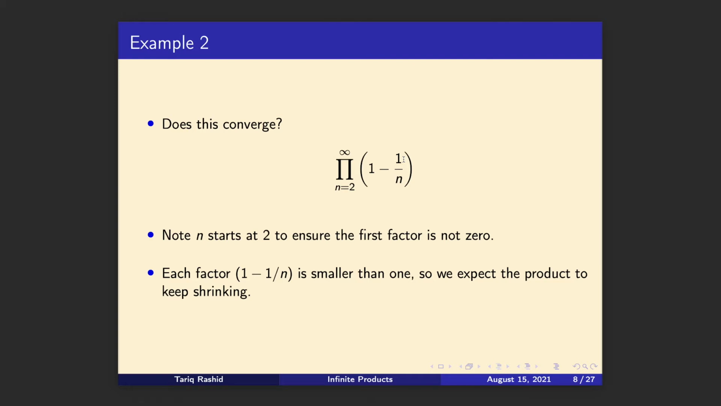So maybe the value of this goes towards 0. Now notice we start at n equals 2, because if we start at n equals 1, it's 1 minus 1, which is 0, and that just makes the whole thing 0, and that's not interesting. So let's work it out properly.